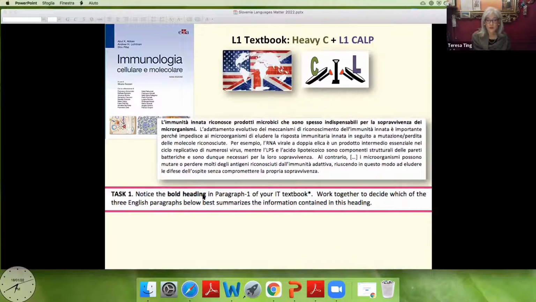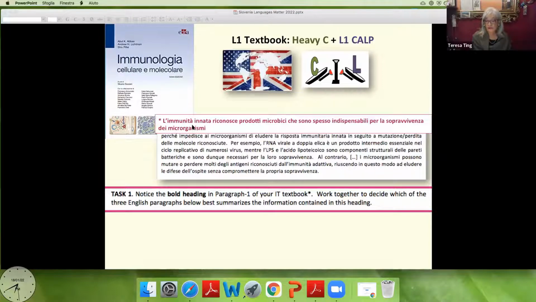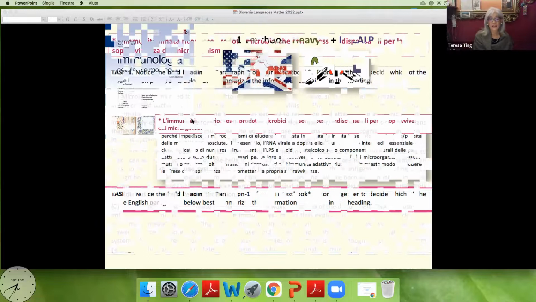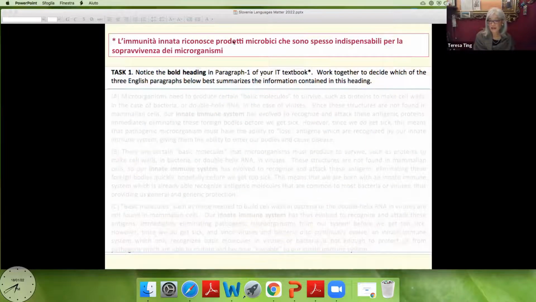notice the bold heading in paragraph 1 of your Italian textbook. Work together to decide which of the 3 English paragraphs below best summarize the information contained in this heading. We're talking about this heading here. This bold heading, just one bold sentence. That's all the task focuses on. Be careful here. So this is the heading in Italian in the textbook, and this is the instruction. And here are the 3 paragraphs.